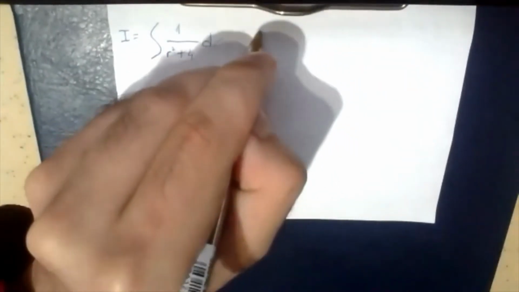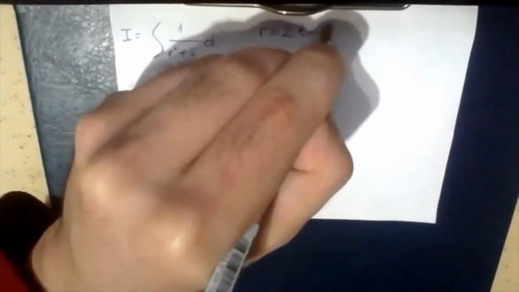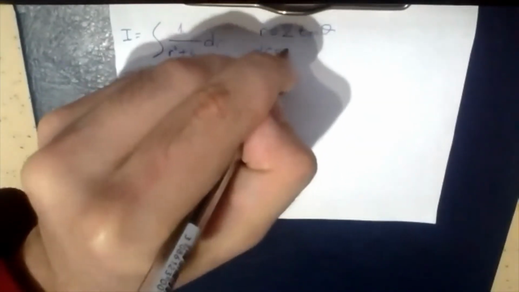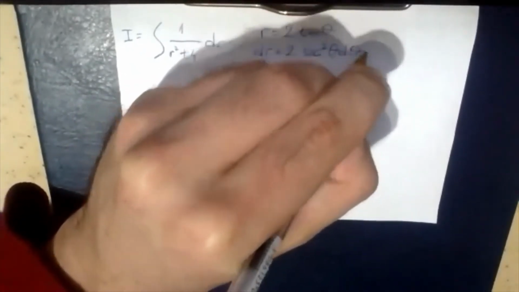We can use the trigonometric substitution method in this question. I hope you remember it from the last video. What is that? We try to resemble it to tangent, and this is the square root of 4, which is 2. So r equal to 2 times tangent theta will be a suitable substitution. Then dr will be 2 times secant squared theta d theta.